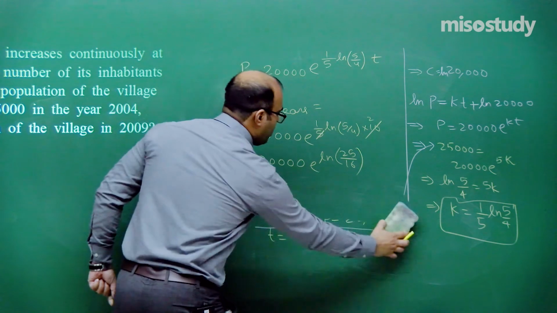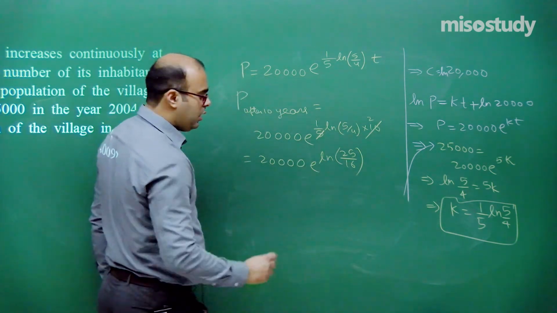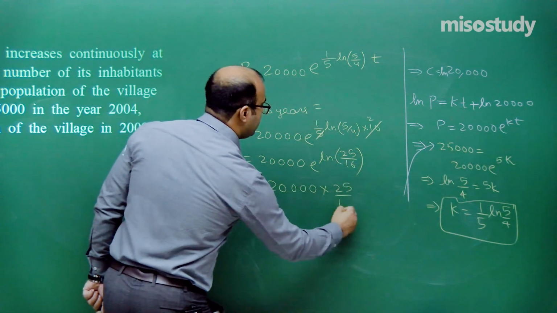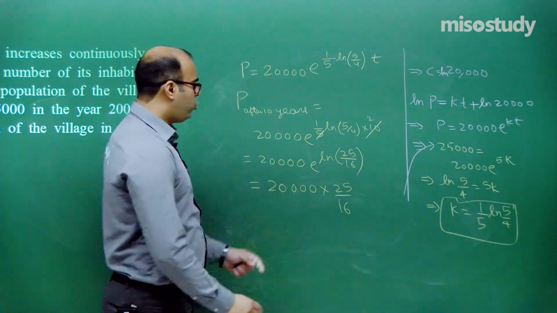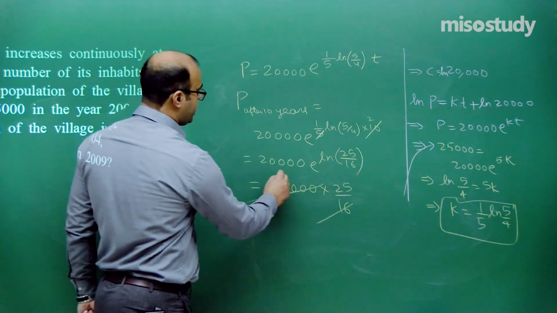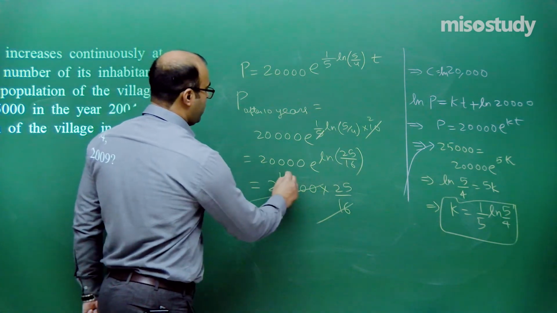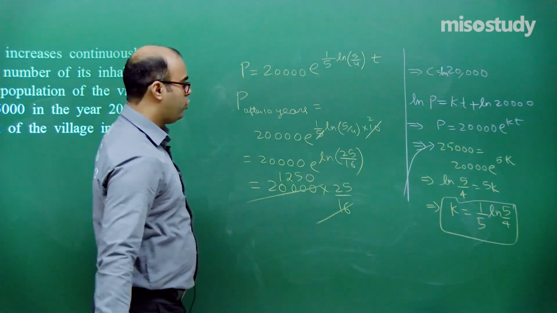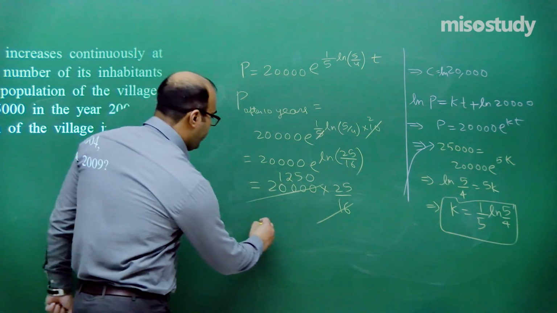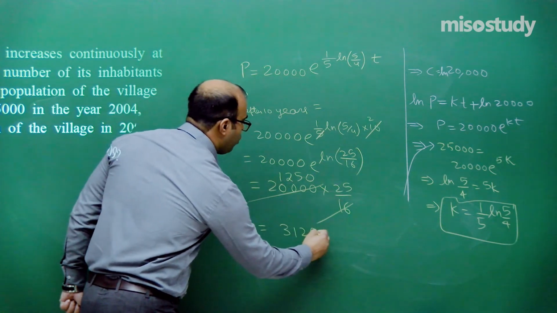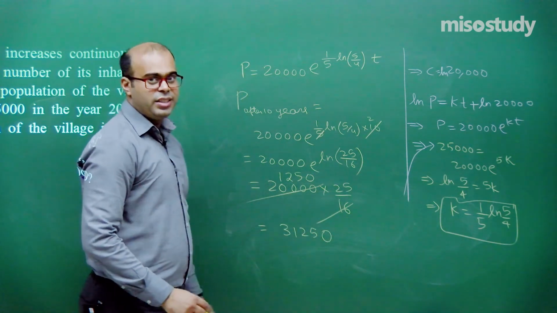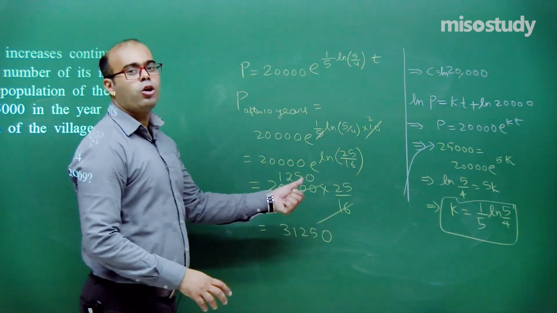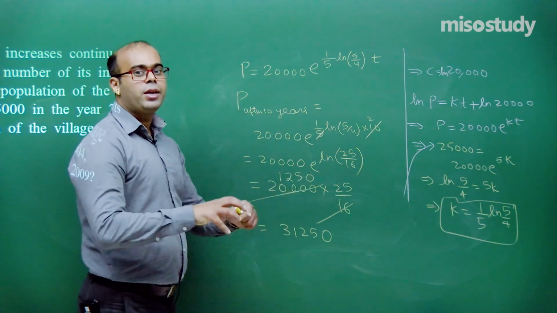Next step, this e and this log will cancel. So this will become 20,000 into 25 by 16. Now divide 20,000 by 16. What will you get? 16 1 16, 40, 16 2 32, and then 80, 50, 1250. 1250 into 25 is 31250. So after 10 years, that is in 2009, the population is going to be 31,250 of the particular area.